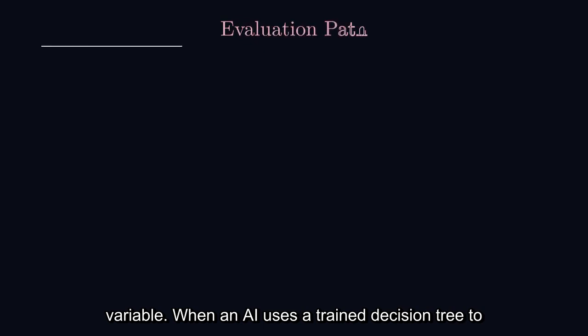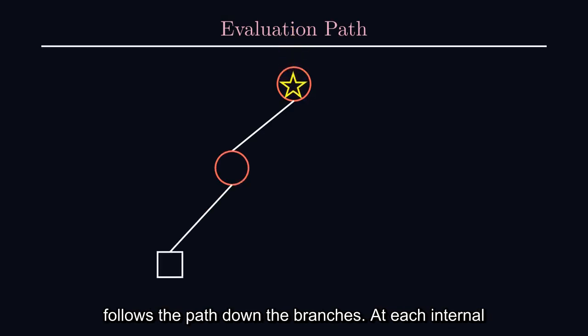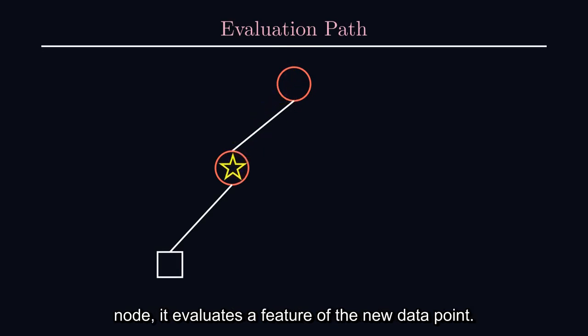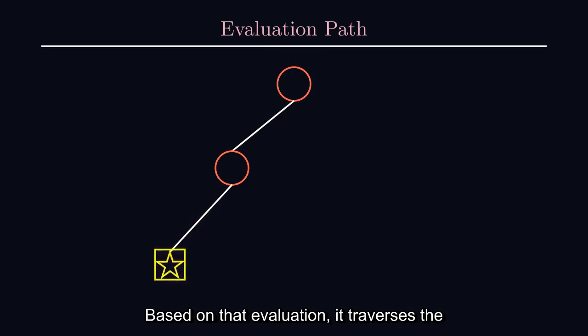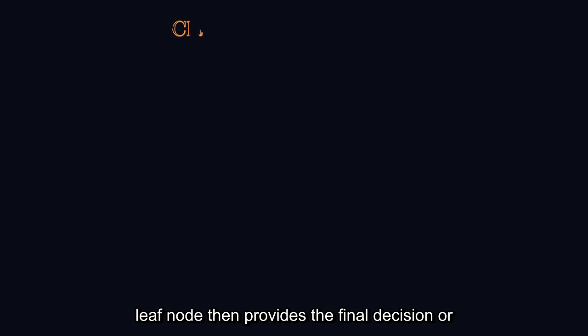When an AI uses a trained decision tree to make a decision, it starts at the root node and follows the path down the branches. At each internal node, it evaluates a feature of the new data point. Based on that evaluation, it traverses the appropriate branch until it reaches a leaf node. The leaf node then provides the final decision or prediction.